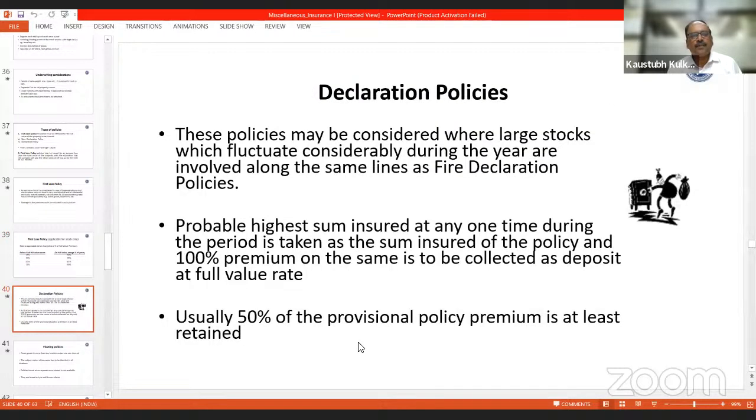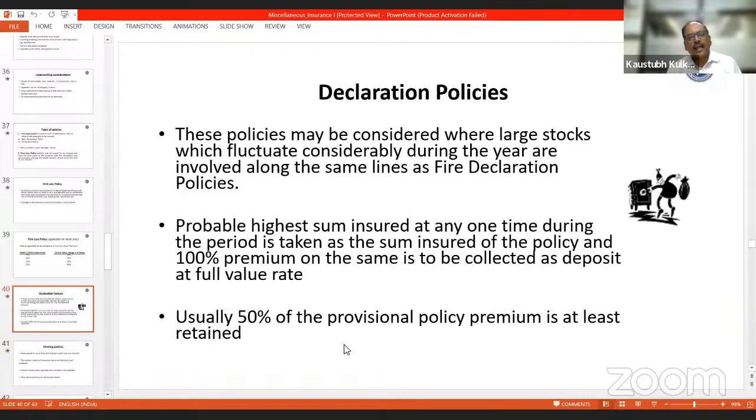Declaration basis. The declaration basis policies are also full value policies. The declaration may be simple declaration policies, or floater declaration policies. The policies may be considered where there are large stocks which fluctuate considerably during the year and a single sum insured is difficult to ascertain at the time of inception of the policy.